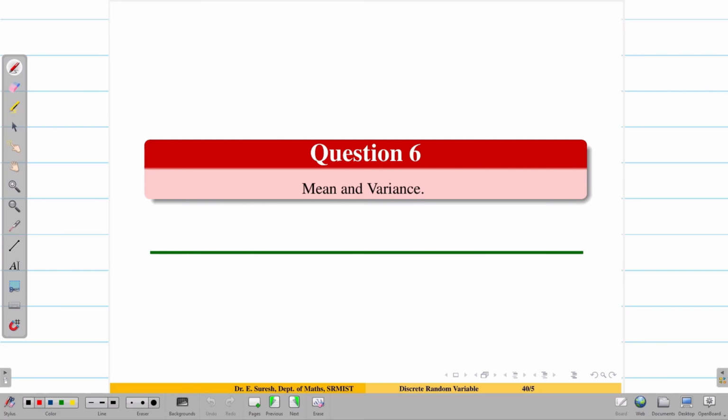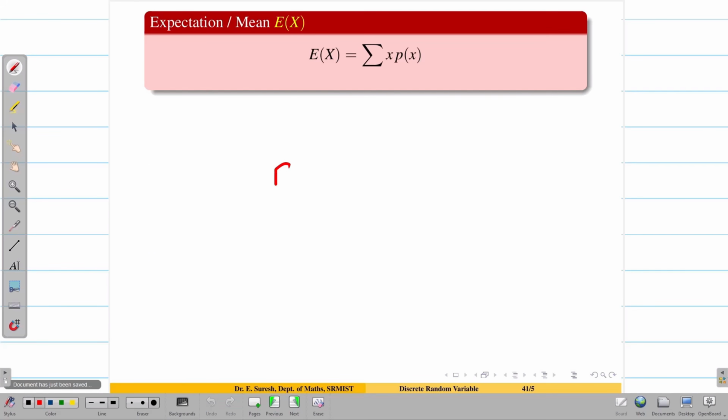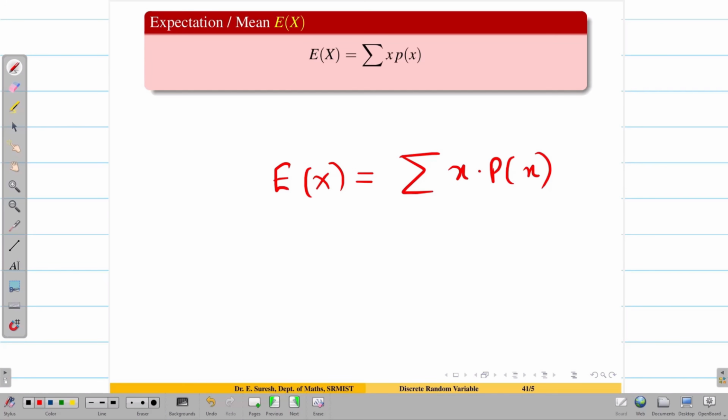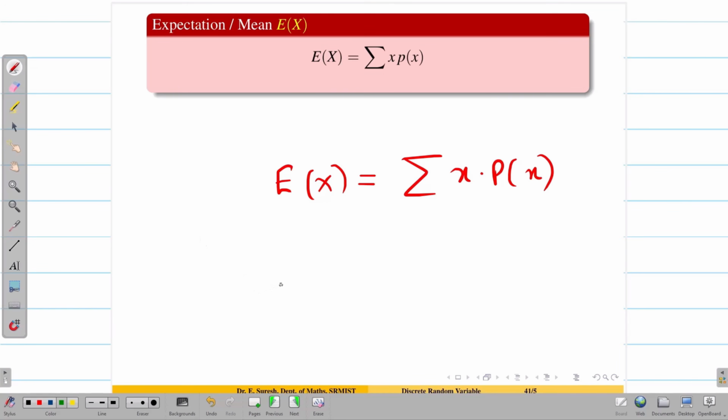Next, we have to find mean and variance, and they will ask like find E of x minus 3, find V of 3x minus 4, etc. The formula for expectation E of x is summation x into probability of x. In the table, you have to multiply the x with their corresponding probabilities. From an exam point of view, find E of x, or find expectation of x, or find mean, or find mu, everything is going to be the same.